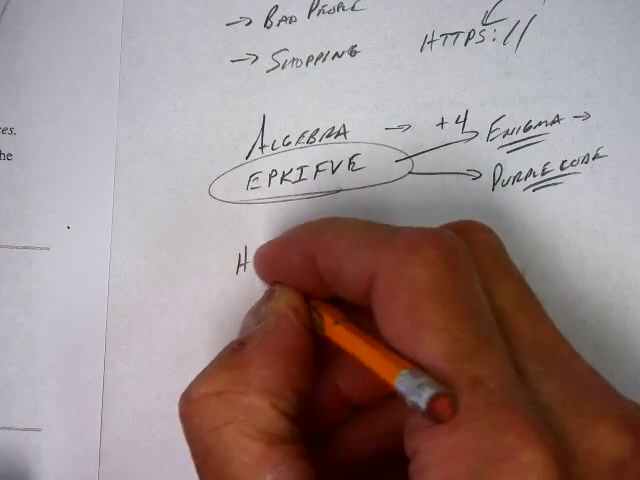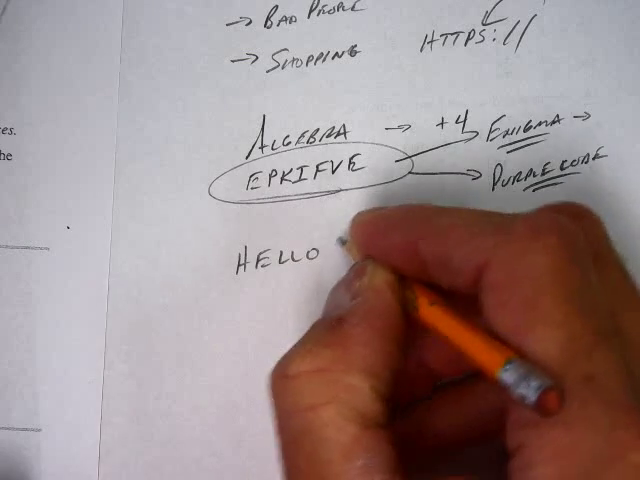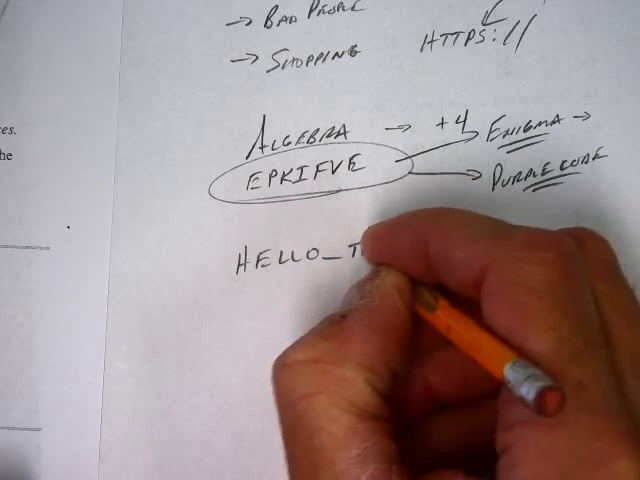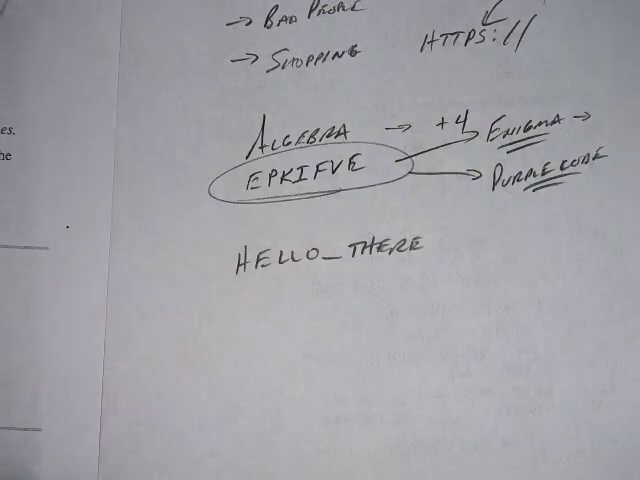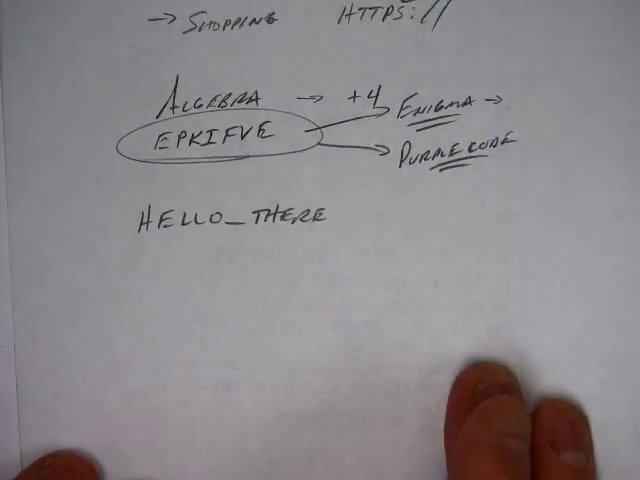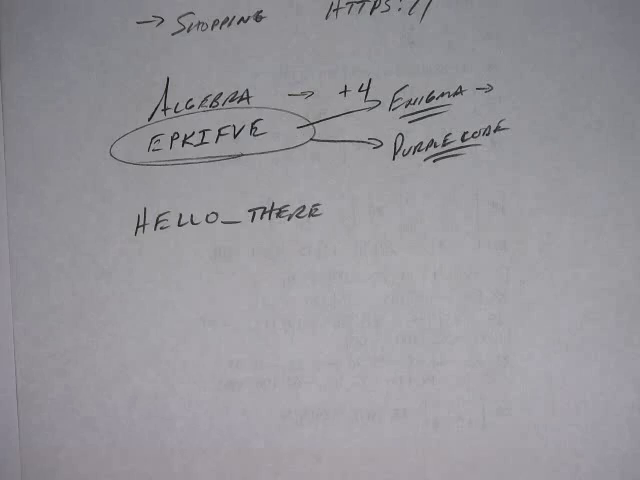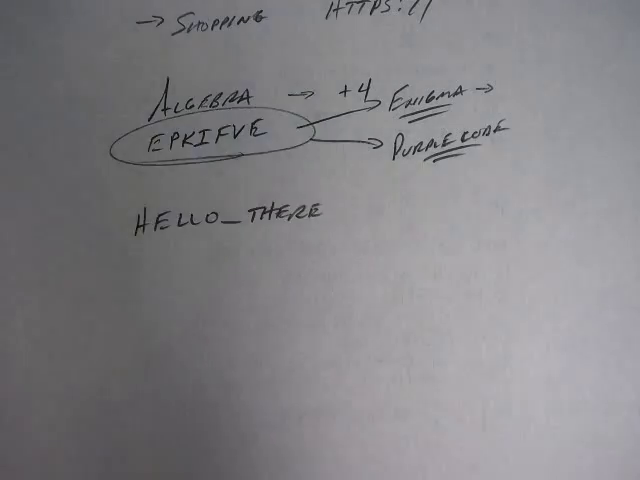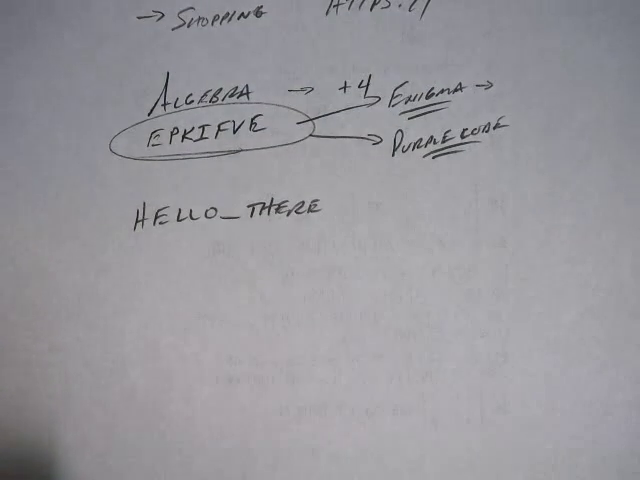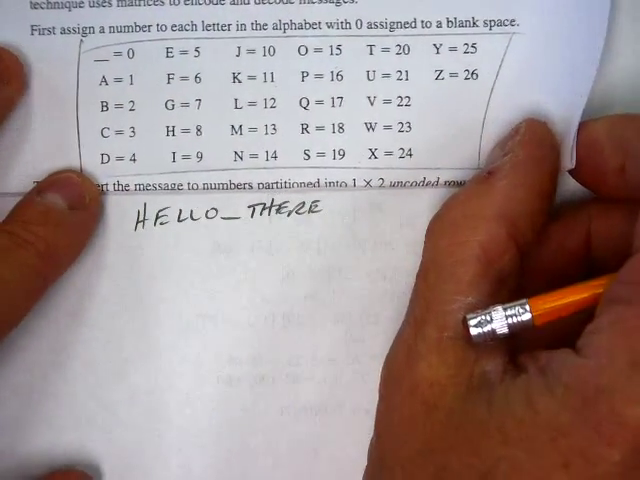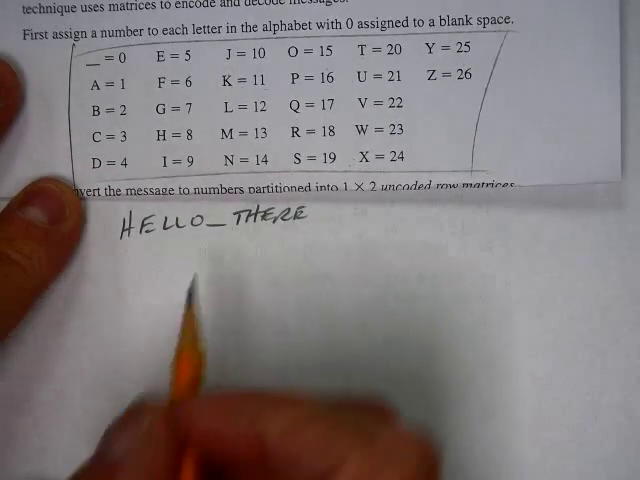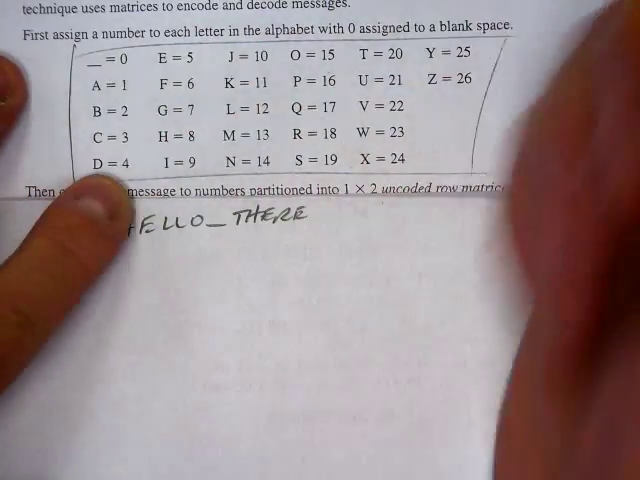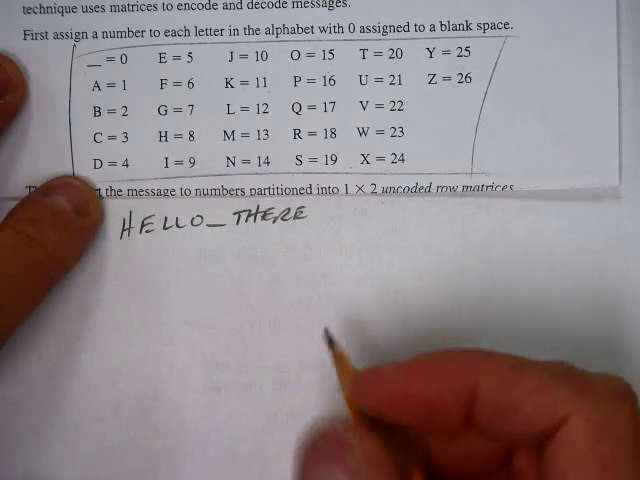So anyway, what we're going to do is go ahead and start off with this code right here. Hello there. And I want you guys to do this as well. Hello, mate. Step one in this is we are going to encode all this to numbers. That'll be our first layer of encryption.